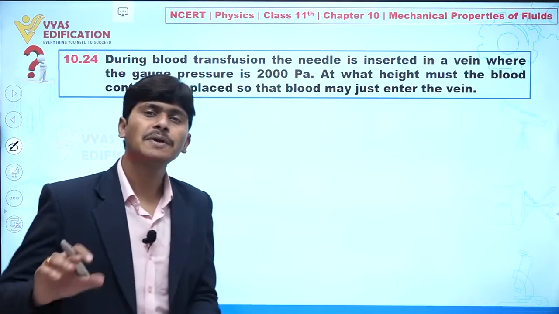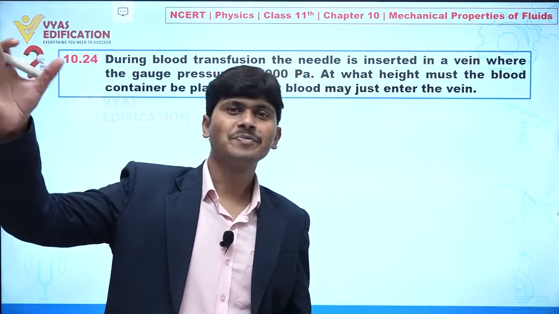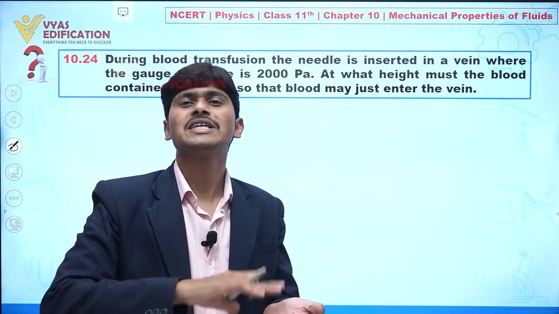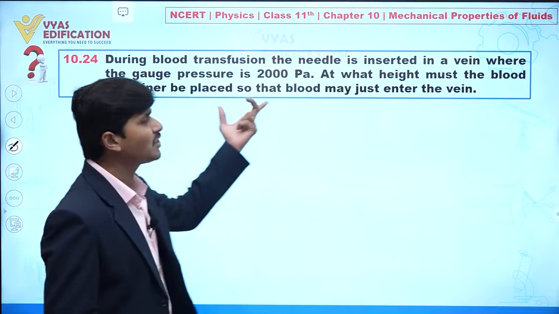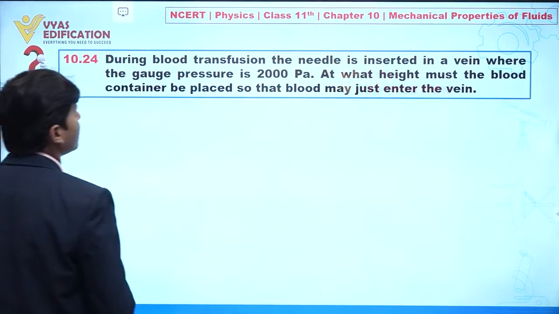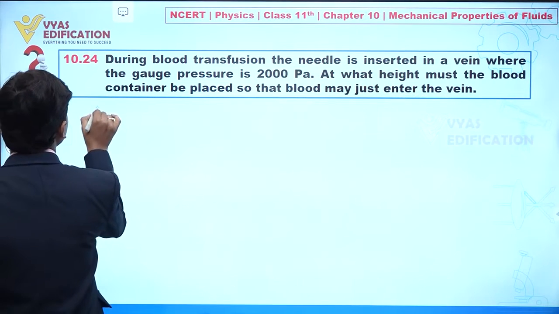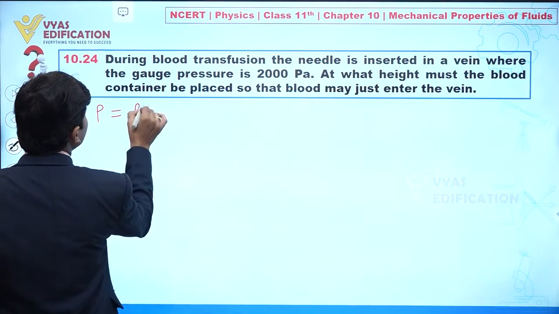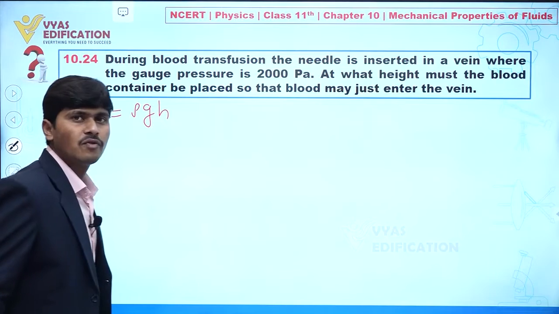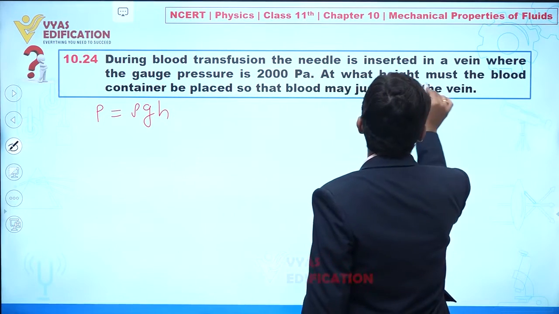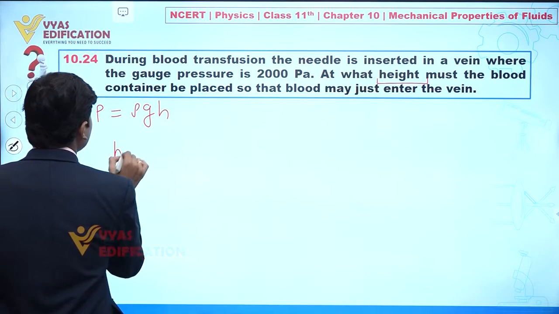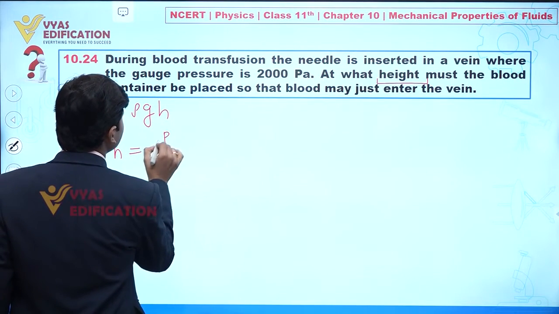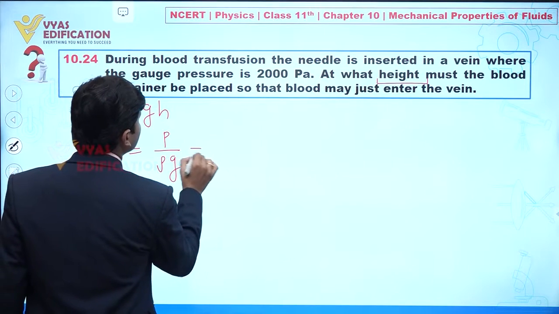So definitely the pressure outside must be more than the pressure inside. The value of gauge pressure is directly given to you, 2000 Pascal, so this question becomes very easy. I can write P equals rho g h. Now what is my objective? My objective here is to calculate this height. So directly h is given by P by rho g.